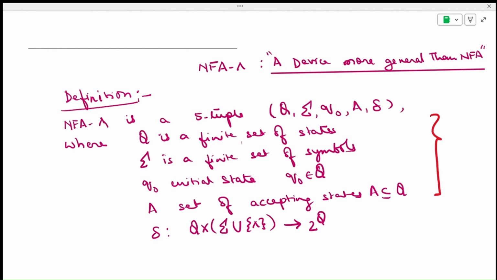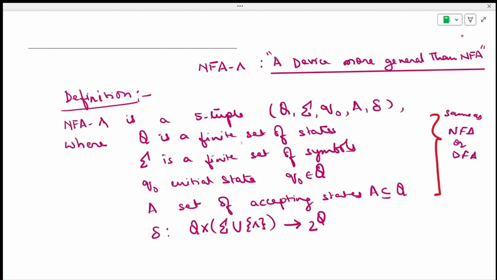Now, what is the definition? NFA is a 5-tuple Q, sigma, q naught, A and delta. Q is a finite set of states. Sigma is a finite set of symbols. Q naught is the initial state that belongs to Q. A is the set of accepting states, a subset of Q. These 4 tuple elements remain the same as NFA, also the same as DFA. The only difference is in the transition function delta.